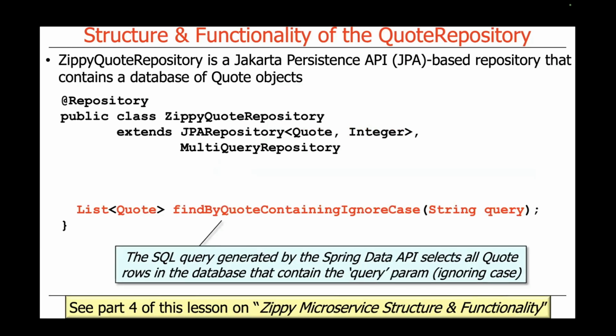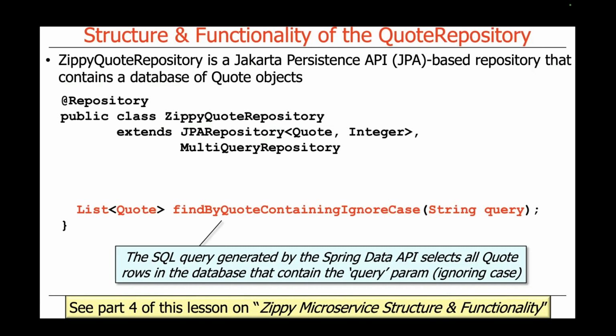Now, here's where we start having some fun. We're going to define something called findByQuoteContainingIgnoreCase. And this is an SQL query that will be automatically generated by the Spring Data API to select the rows in the database that contain the query parameter. So if there's a query, you give a query as a string, and it'll find anything in the database that matches that query, ignoring case. So it's case insensitive. And we get that basically by using some of these keywords like IgnoreCase and Containing.